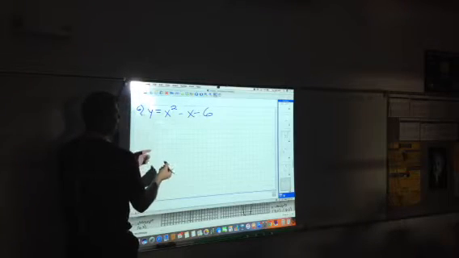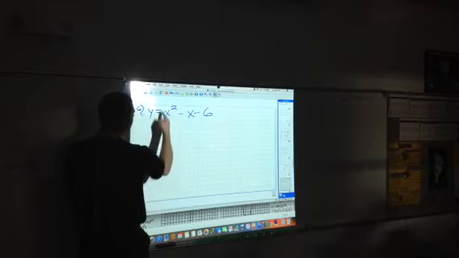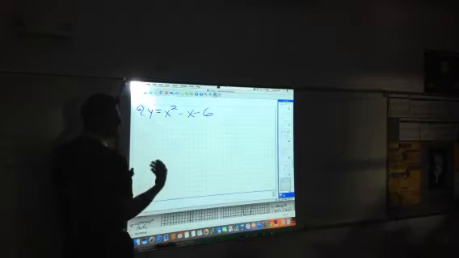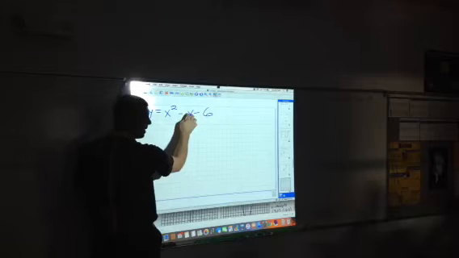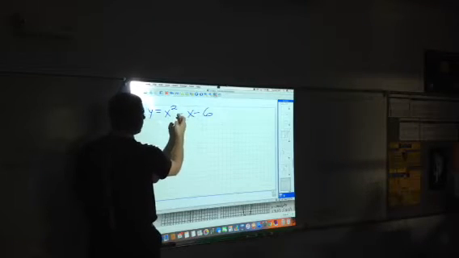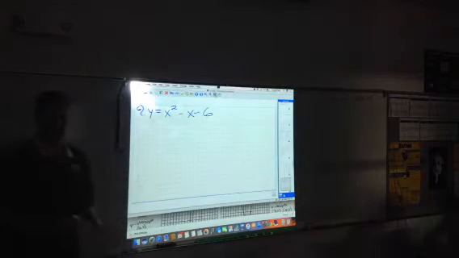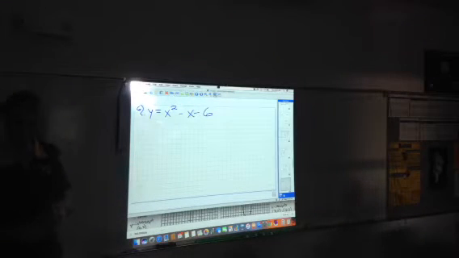Okay? And when we say that, remember, a is the coefficient in front of your x squared. So my a value is 1. B is the coefficient in front of my linear term. So my b value is -1. And my c value is -6, which doesn't apply to the axis of symmetry.